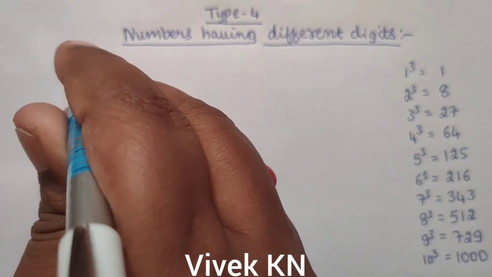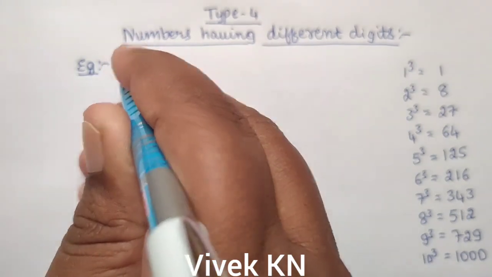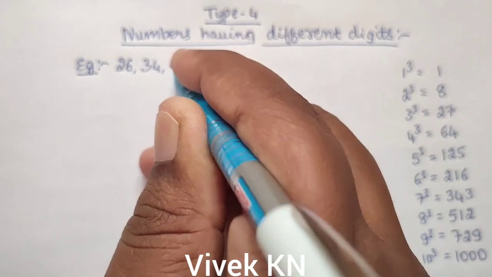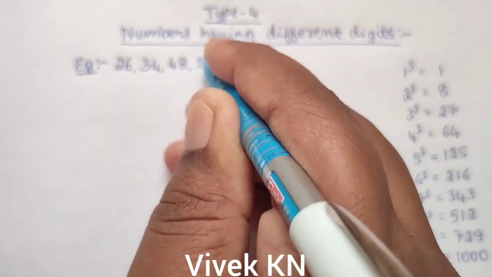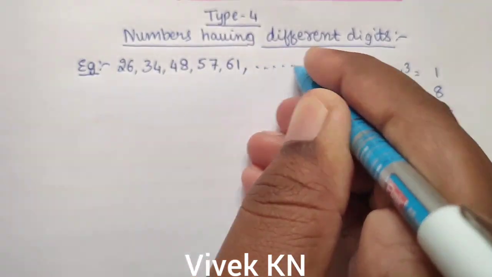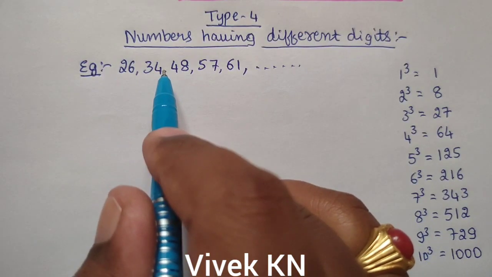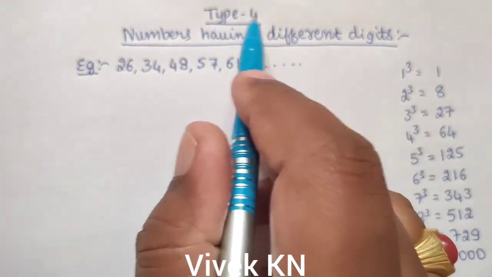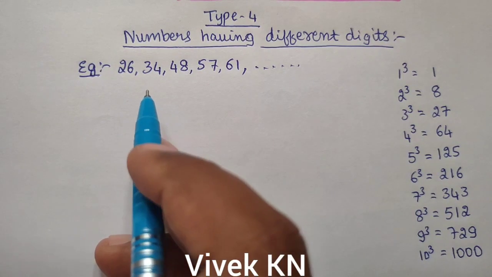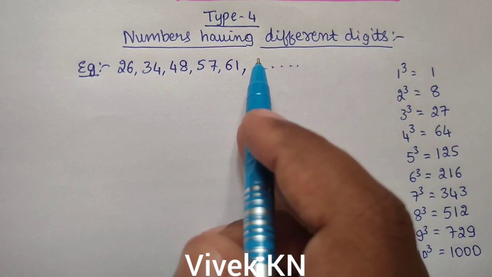Examples for type 4 problems are 26, 34, 48, 57, 61, etc. Here all these numbers have different digits. So these all belong to type 4 problems. Now let us understand how to find the cube of a number having different digits by working out some examples.